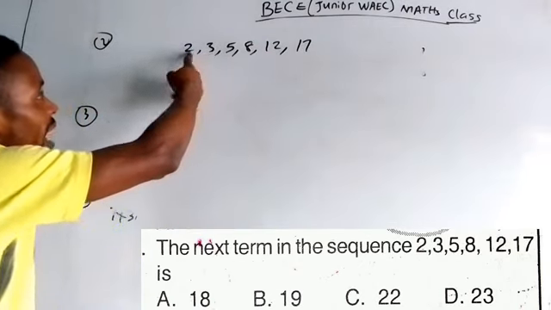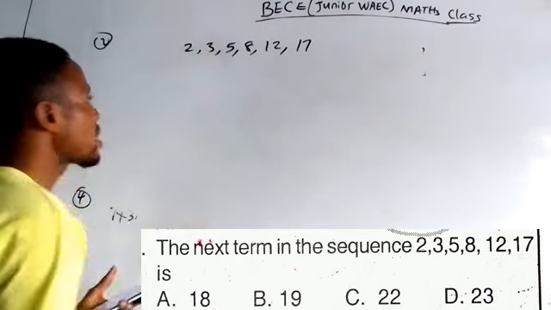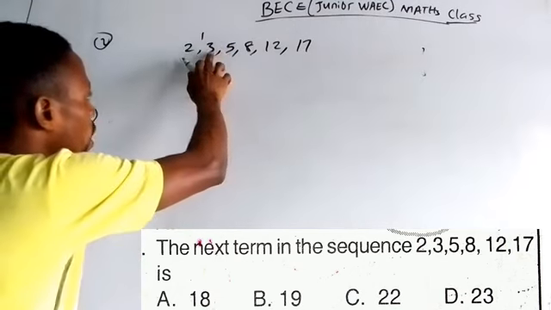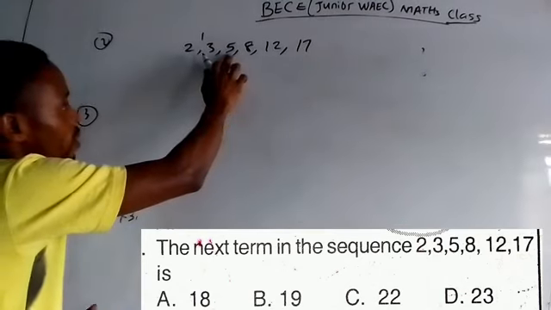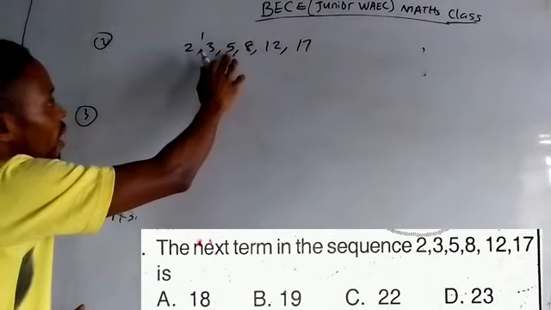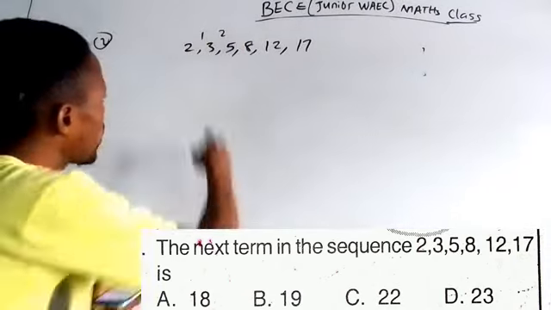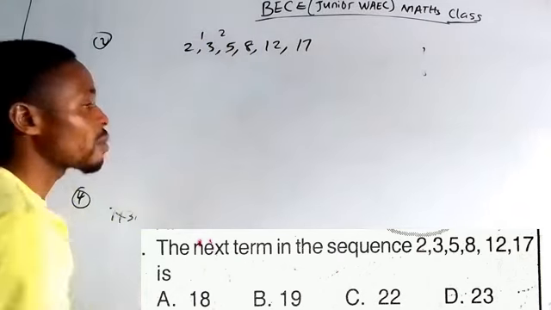What is the number added to this 2 that will give us this 3? It means the difference is 1. After this 3 we have 5. What is the difference between 3 and 5? We have 2. So this place is increased by 1, the next one is increased by 2, and the next one is to be increased by 3.